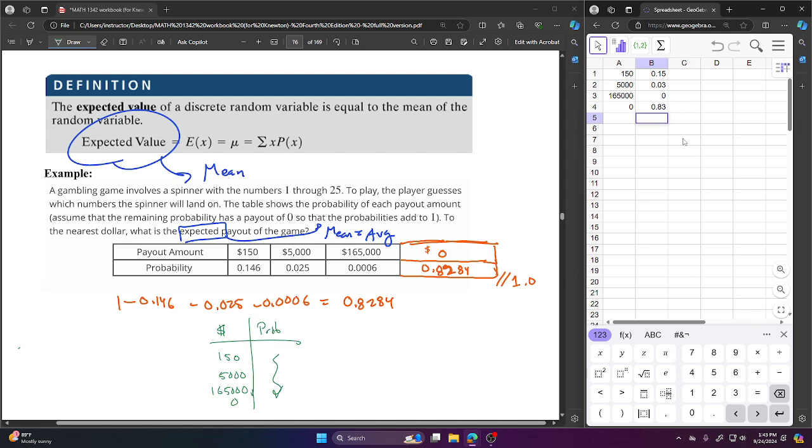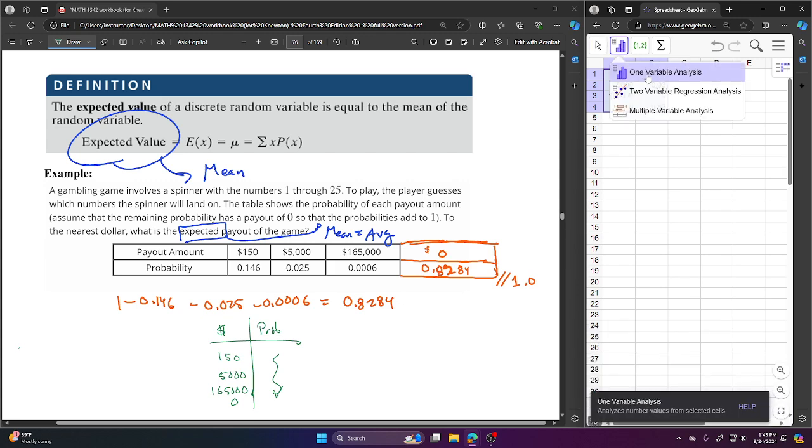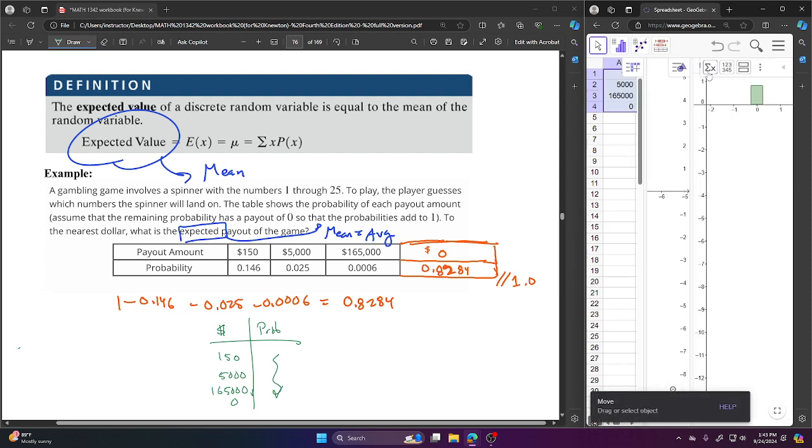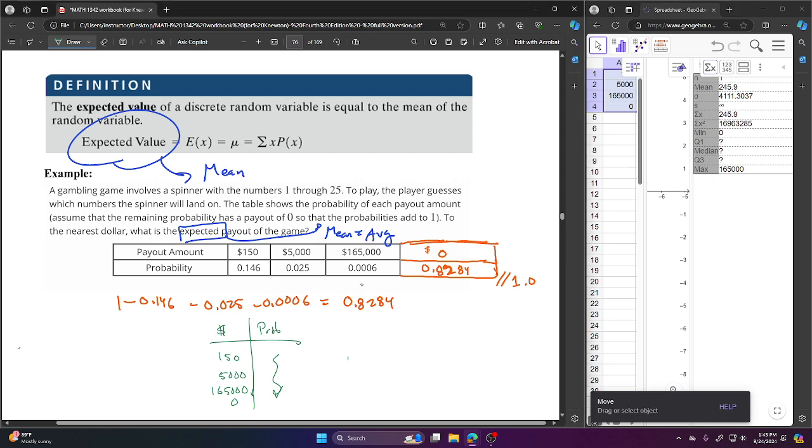Okay. Now, notice what happened with this 83. It's not really 83, is it? It just rounded it on me, but that's just what is shown. I typed it all in, so that just let it go. It's okay. It's actually still showing all that number. If you remember, we're going to click here, one variable analysis, then the little sigma x. There's all my numbers. They want the mean, the expected value, $245.90. There you go. Cool. That was it. That's all we got to do.